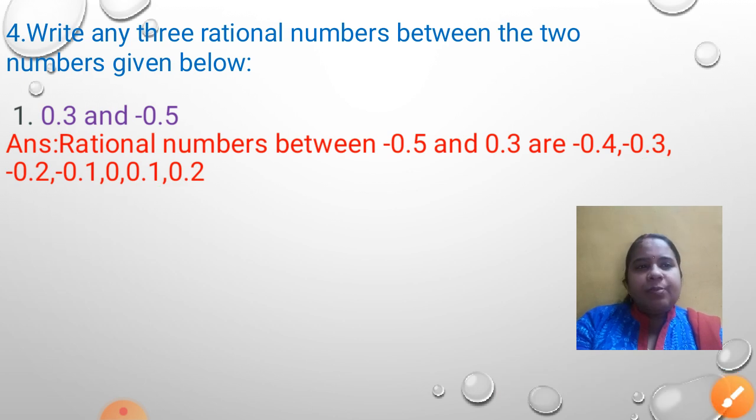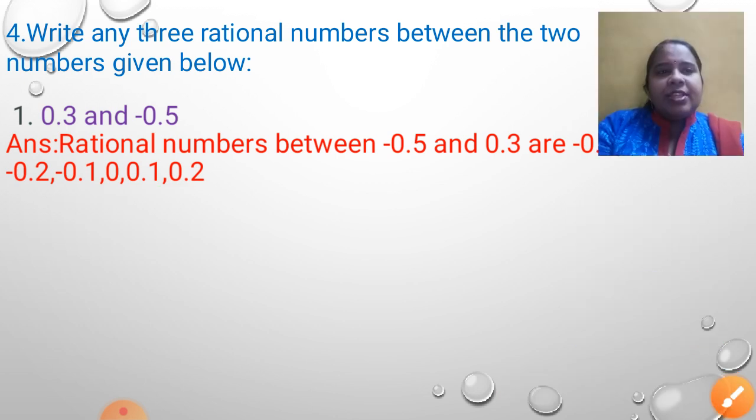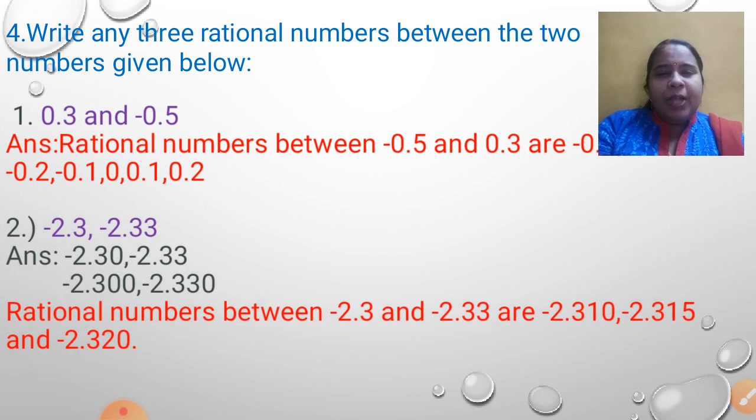This is an easy type of sum, right? And see the next question. Minus 2.3 and minus 2.33. Okay, now how to do this? First step is, I'll make both the numbers 2-digit decimals, right? What is the meaning of that?